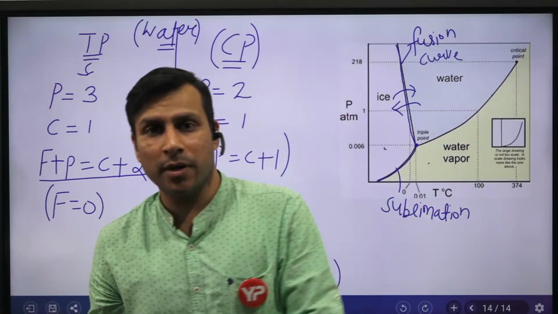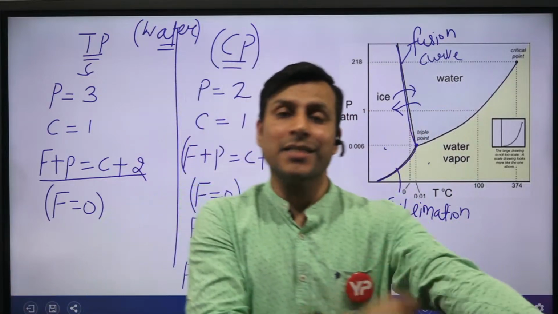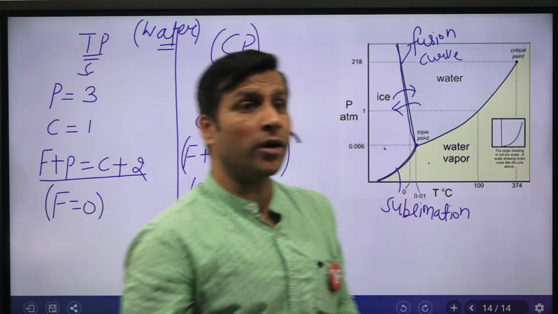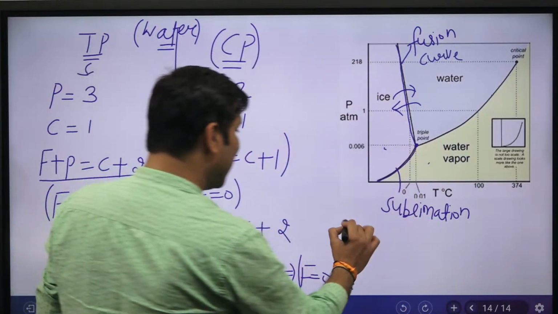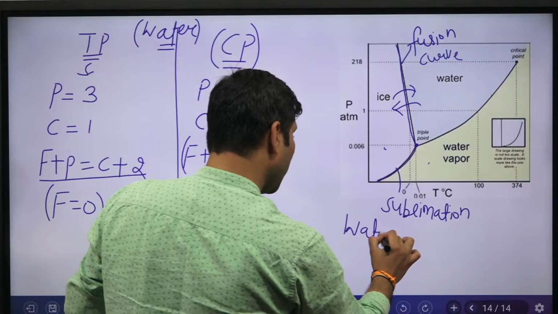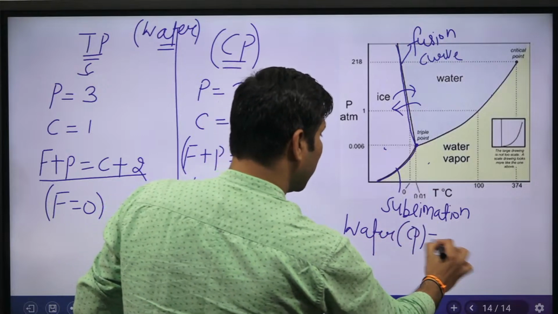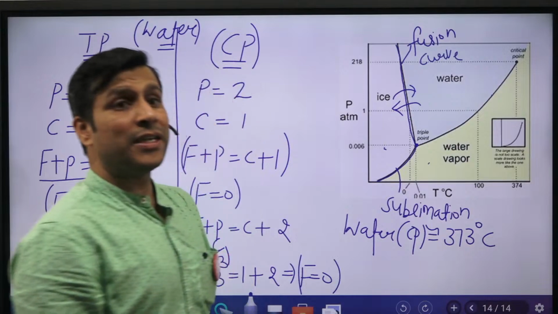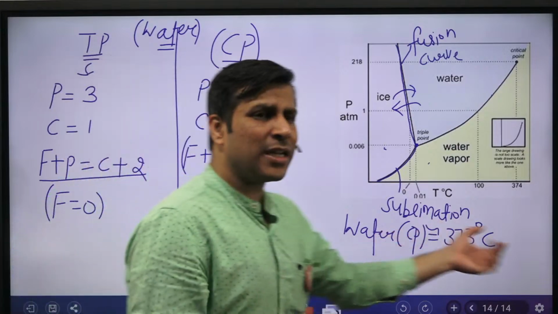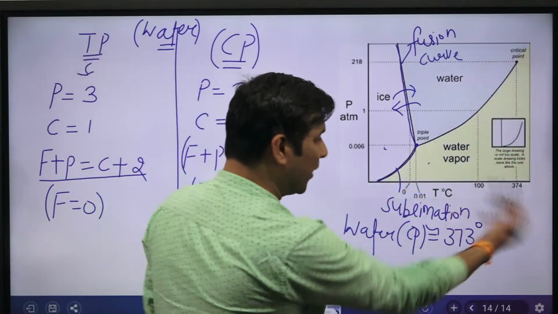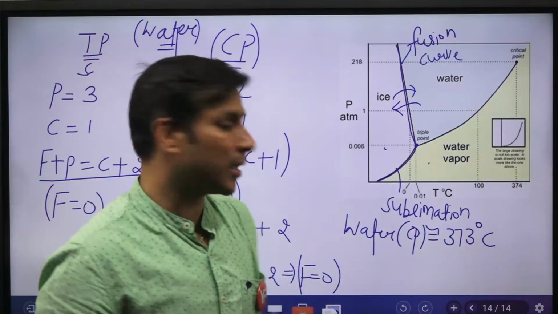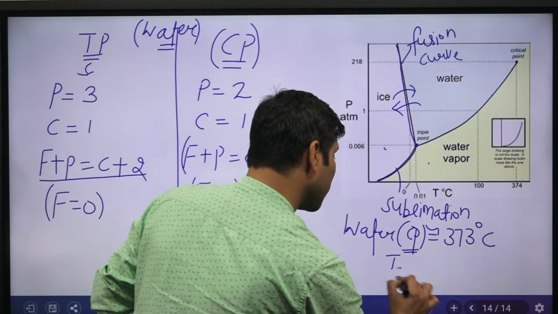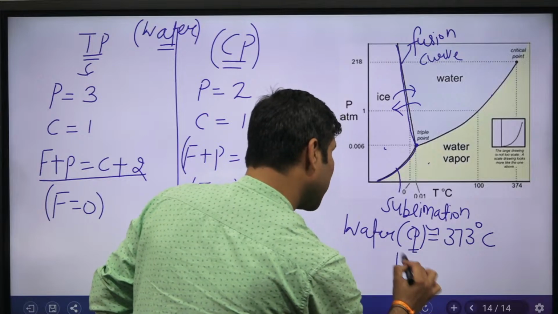The critical point is a particular fixed characteristic of a particular system. We have a fixed critical point. For water, the critical temperature is close to 373 degrees Celsius, about 373.69, so you can also write 374. Now the pressure at the critical point, if you want to write it.